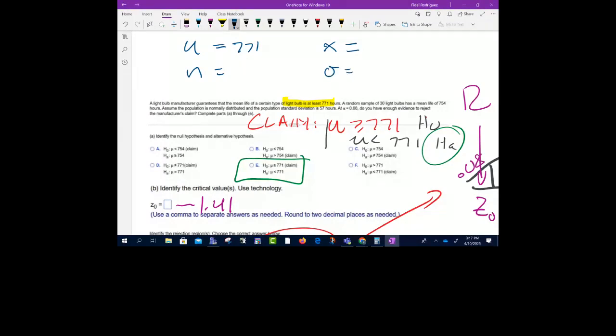Okay. Oh, man. Do we know what N is? How many light bulbs did they look at? 30. Okay. What was the average life of those light bulbs? There you go. And my standard deviation? There you go, 57. Boom. Okay, let's do it.